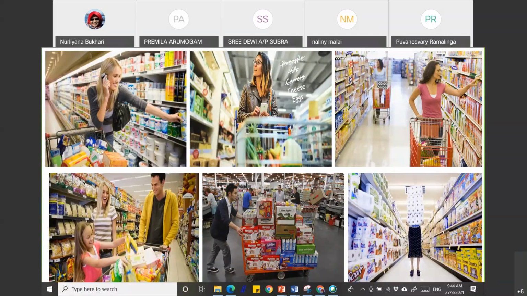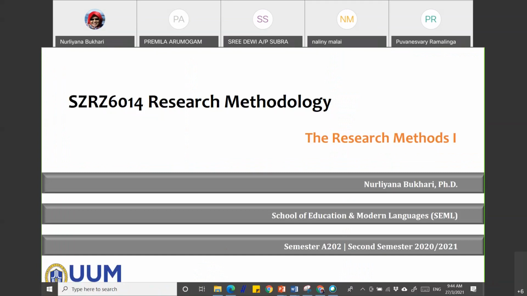So the same goes with sampling, because this is related to sampling. How you actually go shopping is how you actually do some sampling. That's the connection that I want to make. Okay.